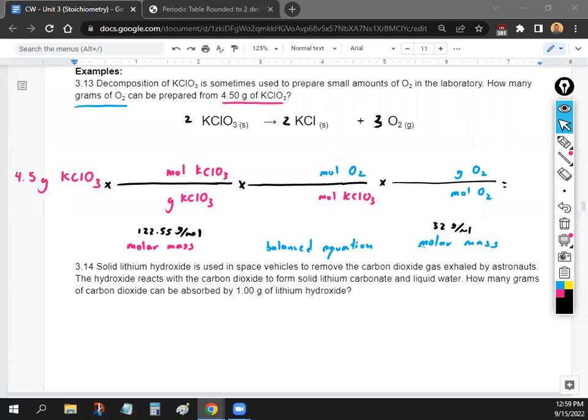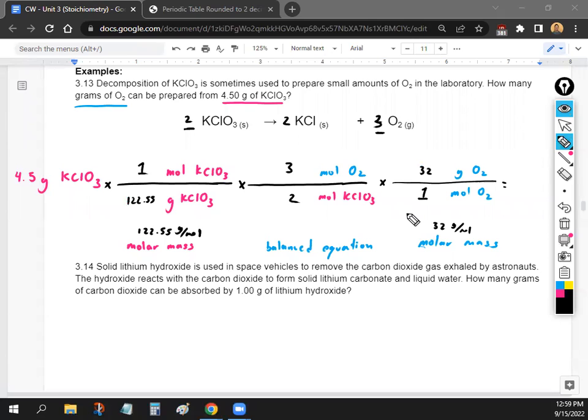The numbers in, so you guys should have put 122.55 on the bottom because it's grams per 1 mole. Okay, for the second fraction, your values come from the balanced equation. So if you look at O2 has a 3 in front, so you put a 3 on the top, and KClO3 has a 2, so we put a 2 on the bottom. And then for this one, 32 goes on top because that's what grams is, and it's per 1 mole. So those are your values.